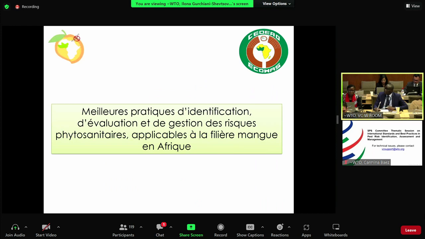Voilà, en termes de meilleures pratiques, on va être plus concret sur surtout l'évaluation et la gestion des risques phytosanitaires applicables à la filière mangue en Afrique de l'Ouest particulièrement, parce que nous sommes pratiquement dans les mêmes écosystèmes et avons donc les mêmes problèmes par rapport à cette mouche de quarantaine.